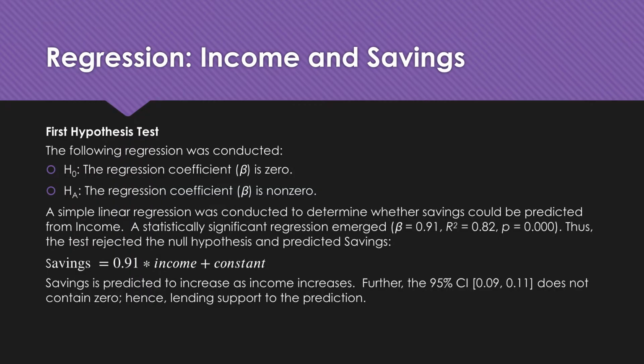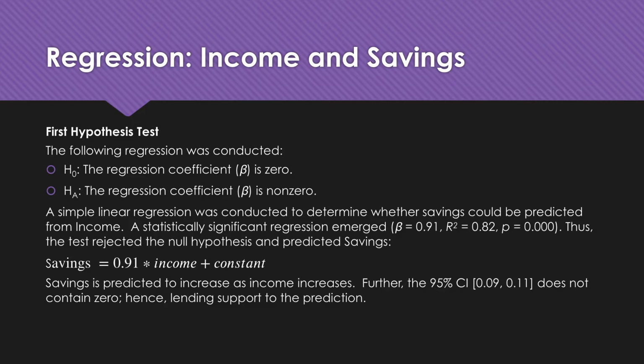In this one, we look at the regression between income and savings. The question was whether savings can be predicted from income. Here the null hypothesis is that the regression coefficient is 0, and the alternate hypothesis is that the regression coefficient is non-zero. So we wanted to find out whether savings could be predicted from income. We did a simple linear regression using the PSPP tool, and a statistically significant regression emerged.